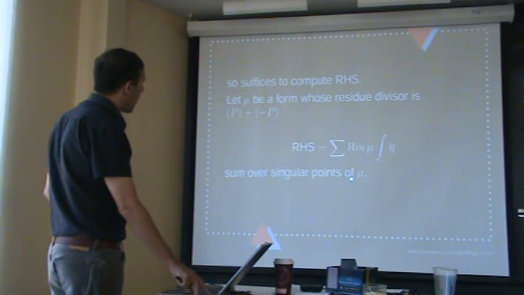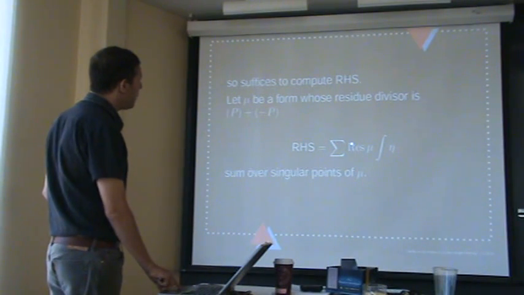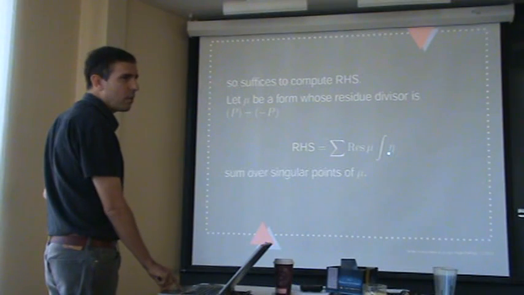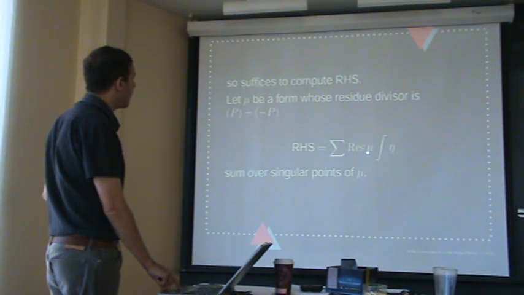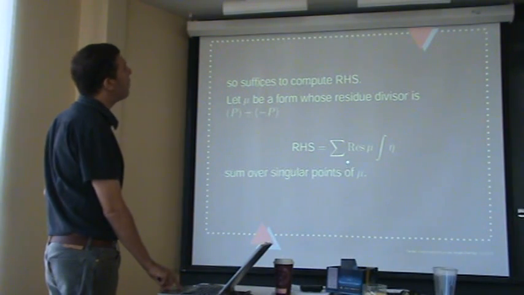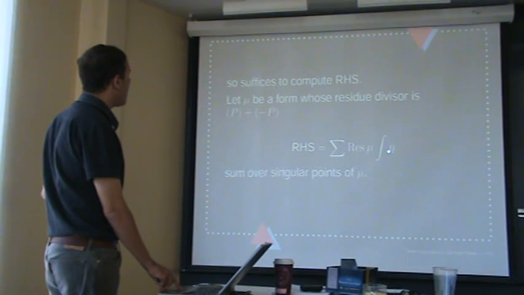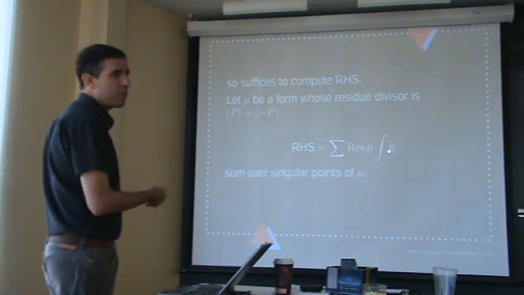But now the residue of mu times the integral of eta in that case is just like the local index. Now my projection theorem tells me that if I sum up the local indices over all points, I'm going to get the cup product of the projections.